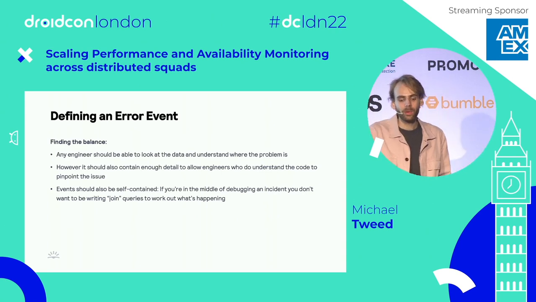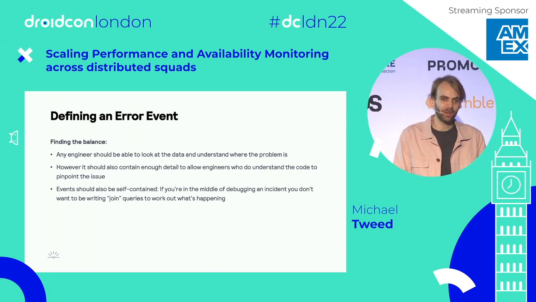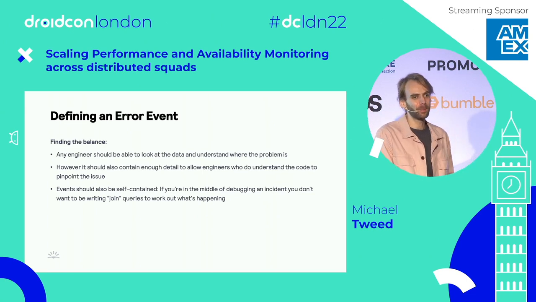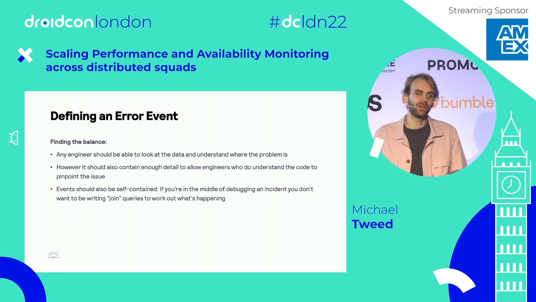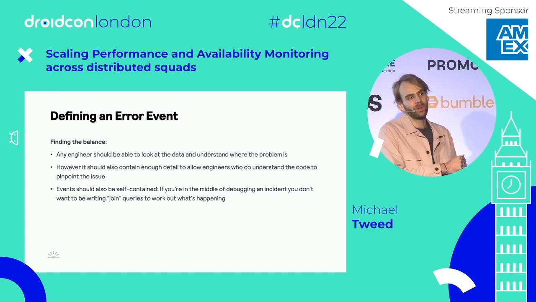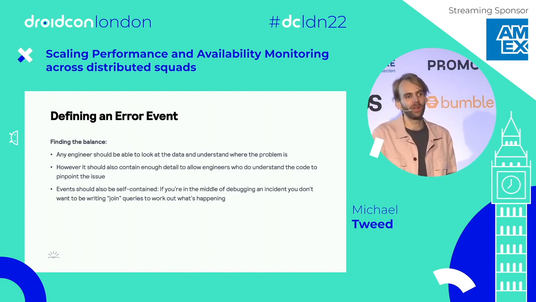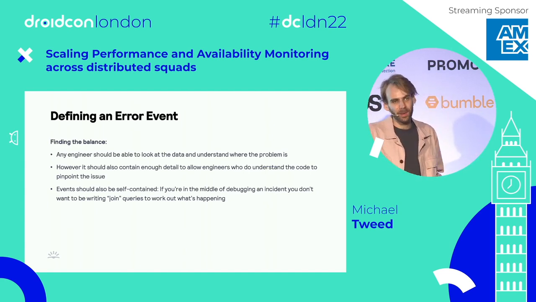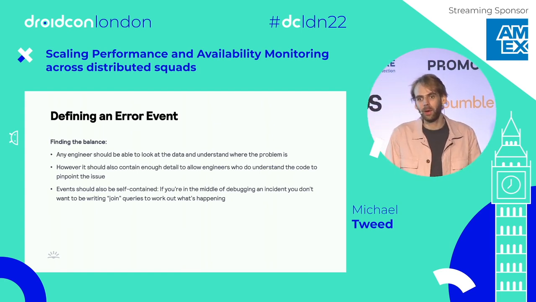But then we also wanted to make sure that events should be self-contained, because I've been in a situation myself where it's very, very painful. You're in the middle of an incident, you're being told, we're getting these errors, look into what's happening, and it's like, okay, where can I get this information? It's in this table. Where can I get the IDs for this user? Oh, it's in another table. Oh, this is in this. And you're trying to write join queries in the middle of the night. No, that's not what you want to do. You just want to be able to query your data, understand, okay, here's my error event, this tells me what I need to know.